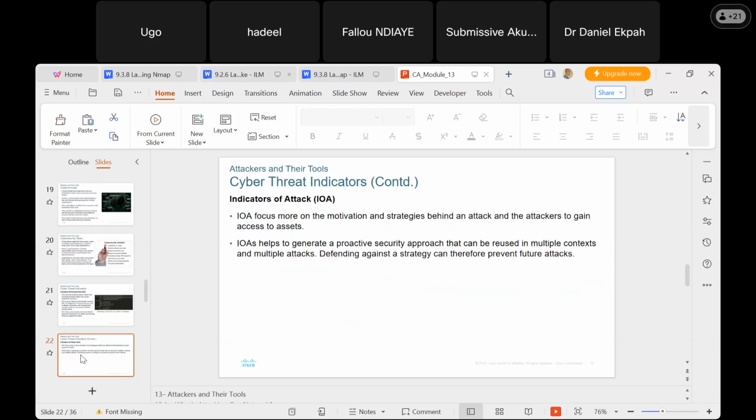Cyber threat indicators of an attack. So this indicator of attack focuses more on motivation and strategies behind an attack, and the attackers' attempts to gain access to assets. Remember, when we say assets, we're talking about your data and your intellectual properties. So the indicator of attack helps to generate a proactive security approach that can be reused in multiple contexts and multiple attacks, defending against a strategy that can therefore prevent future attacks.